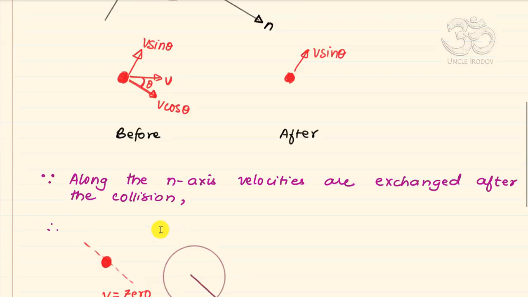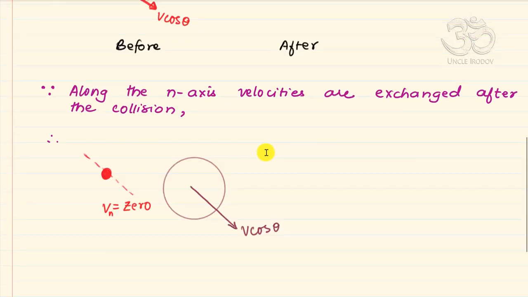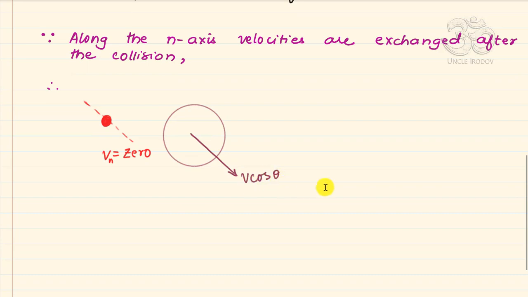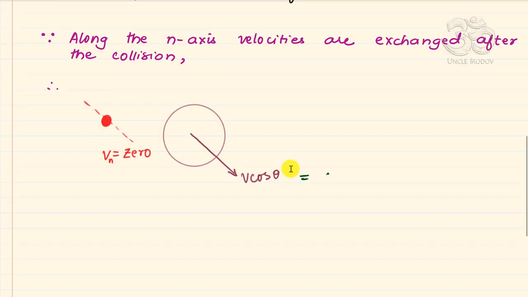But then if you have to find out the speeds of these objects, the speed of the particle after the collision is going to be v sin theta, which is going to be equal to v times rho by capital R, and the speed of this ball after the collision is going to be v cos theta, and I know the value of cos theta from there. So this is going to be v times root of r square minus rho square divided by r. So this is the final answer to this problem.